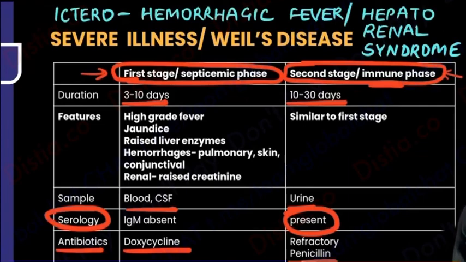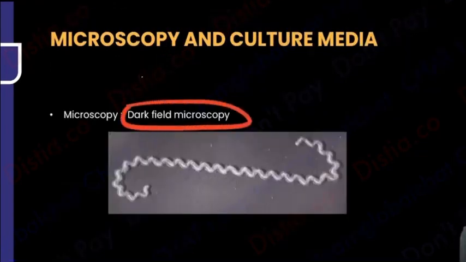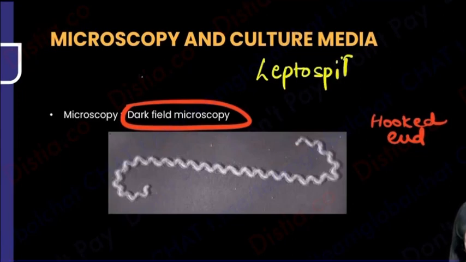Okay, so if I have to show you the organism as a lab diagnosis under the microscope, I think you know the microscopy that you will be using: dark field microscopy. And you know that it is the one that is going to have hooked ends, and that is what I taught you now. It is the Lepta Hua spiral. So if I go all the way back, I told you it is Leptospira, and I used 5 R's in it.